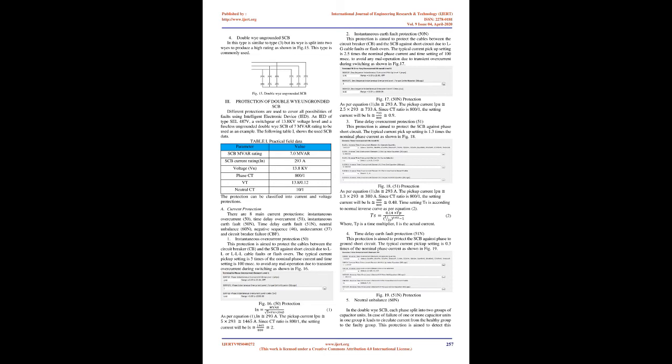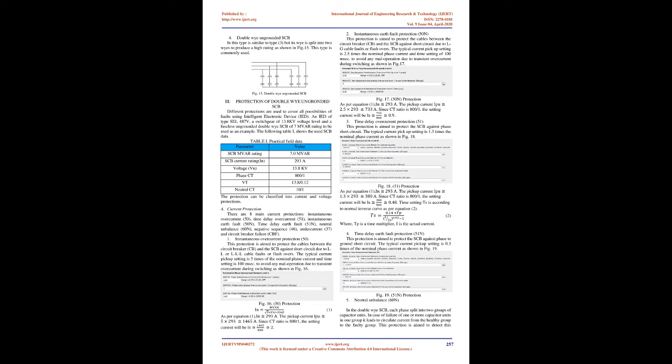Time delay earth fault protection, 51N. This protection is aimed to protect the SCB against phase to ground short circuit. The typical current pickup setting is 0.3 times the nominal phase current, as shown in Fig. 19.